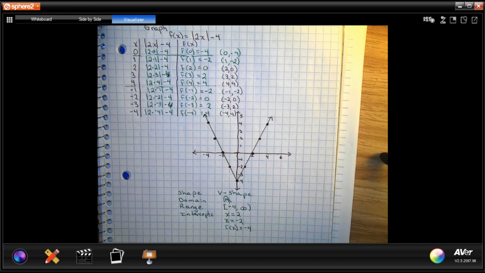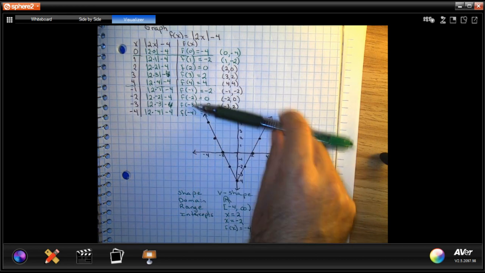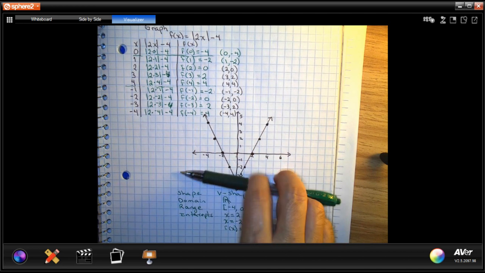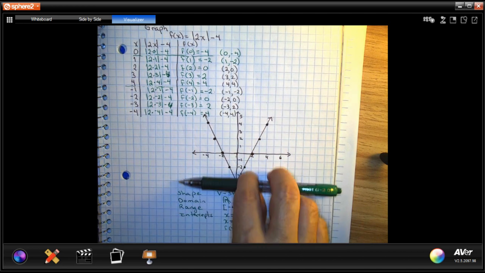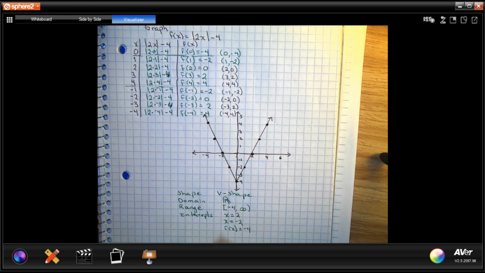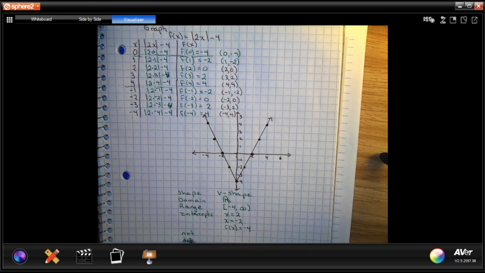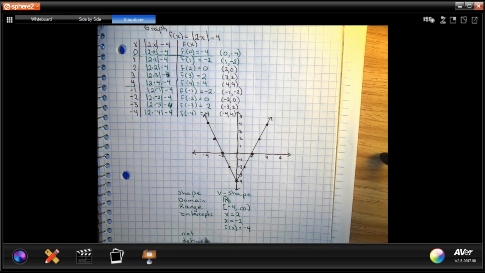Now, where is this function not defined? Where does it not exist? It does not exist below this point. It is not defined at f of x less than -4.